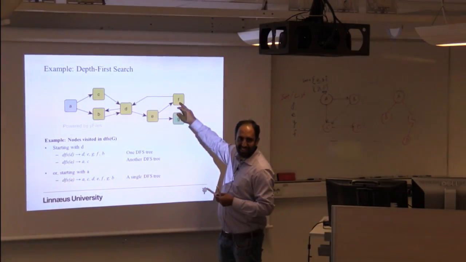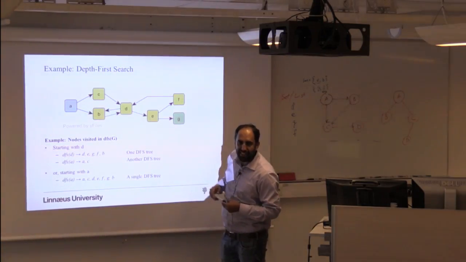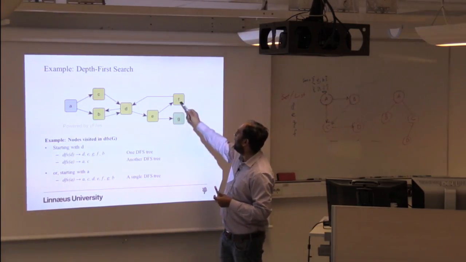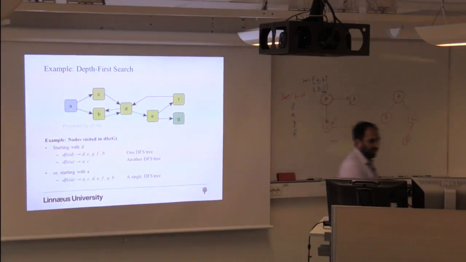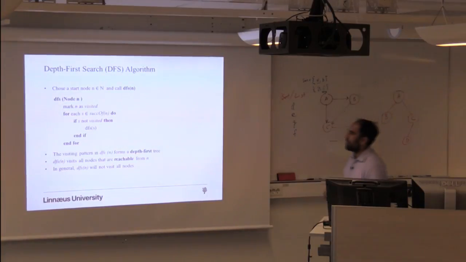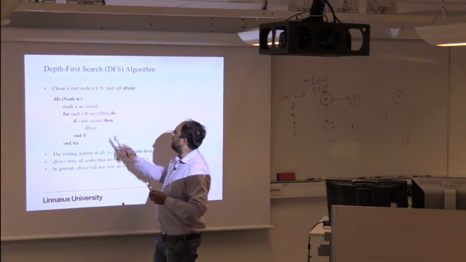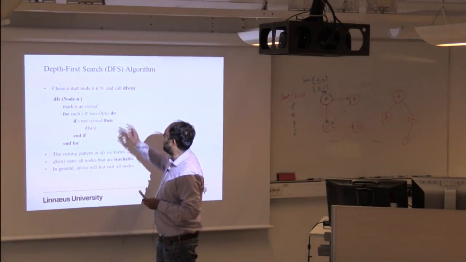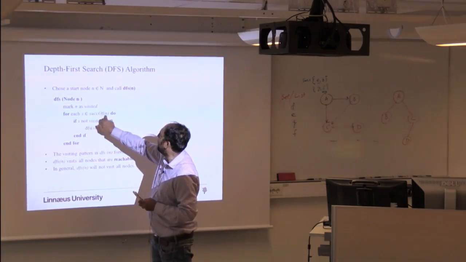I'm asking you a question. Does F have a successor? Which one? D. Okay, so if we go back to our algorithm here, F has a successor, and for each successor, which was the successor D, we do this.